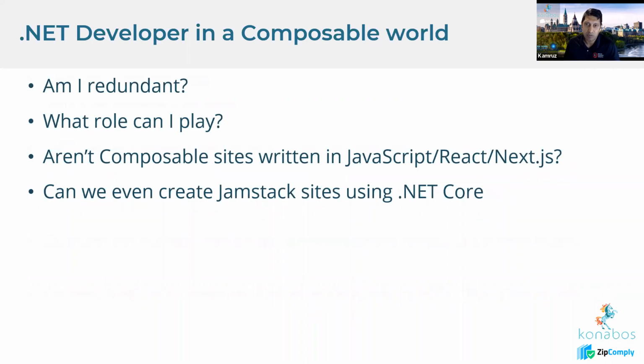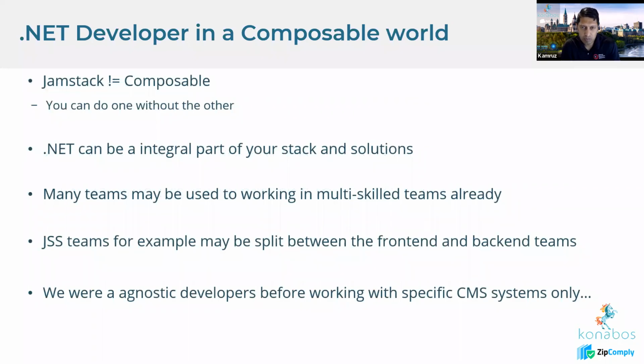Is that an option? I think the first thing to mention is that Jamstack and composable are used quite synonymously, but you can definitely do one without the other, right? I can be doing Jamstack without composable systems, and I can be doing composable without using a Jamstack approach. And in any case, .NET can be a very integral part of your stack and your solutions. It is for us. We use it a lot with Azure Functions, for example. We still write all of our Azure Functions in C#. .NET developers are very much a core part of our teams.